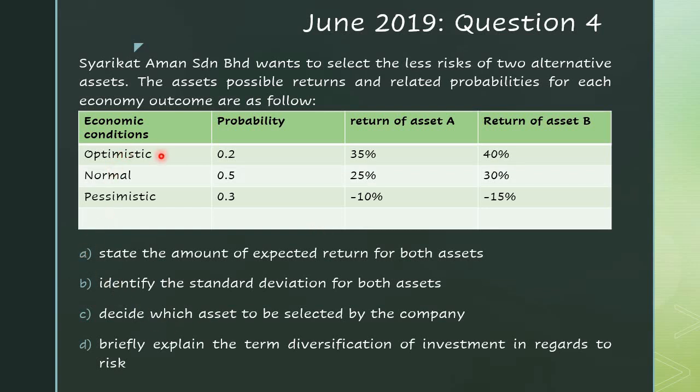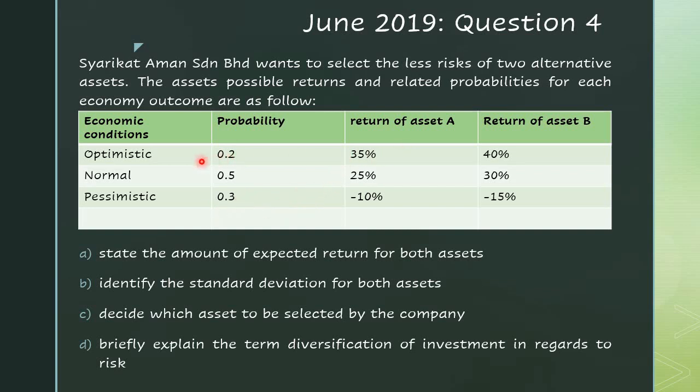So they have given you 3 probabilities of outcomes. It means that in the future, the economy might be in an optimistic condition, or it may resume as normal, or we may have a pessimistic outcome of the economy. And these are the probabilities, the chances that it may happen. For example, there is a 20% chance that the economy might be optimistic, a 50% chance that the economy may resume as normal, and a 30% chance that the economy might be in pessimistic conditions.